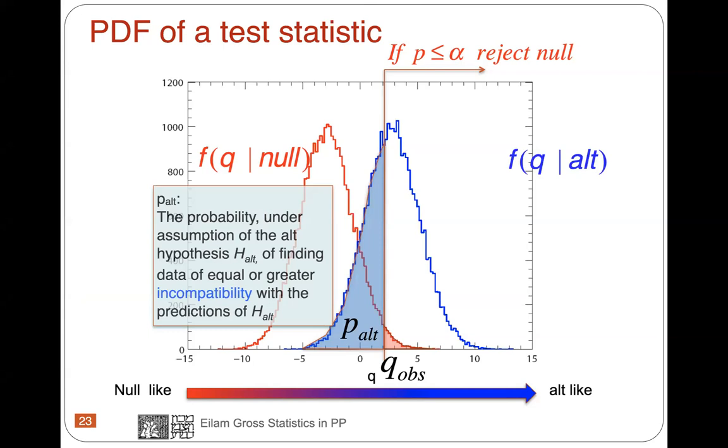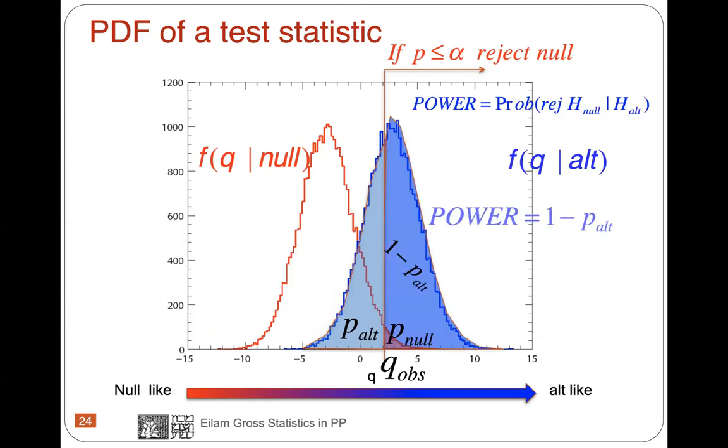It's a probability, under the assumption of the alternative hypothesis, which gives us the blue PDF, of finding data which is more incompatible with the prediction of the alternative hypothesis, more to the left. Since the area of each one of the PDFs is exactly one, because it's a probability distribution, I look at one minus p alt, and this we define as the power of the test. Because what does it mean? It's a probability.